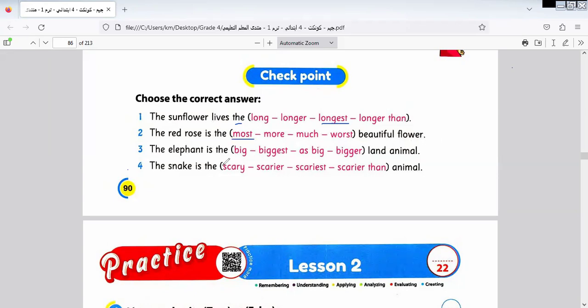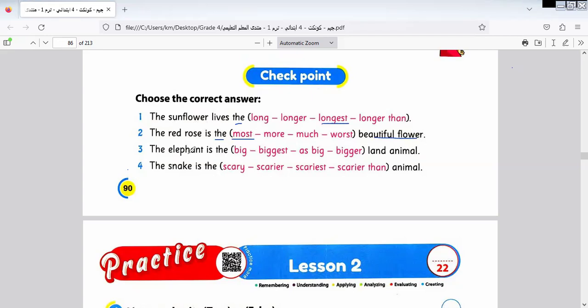Can we say more, Miss Iman? Why can't we put more? Because, as we told you before, it is followed by most, not more. You can't say the more, it's wrong. It would be more plus adjective then, not the more. The more is wrong, it's not English at all. Okay, so it will be: the red flower is the most beautiful flower.